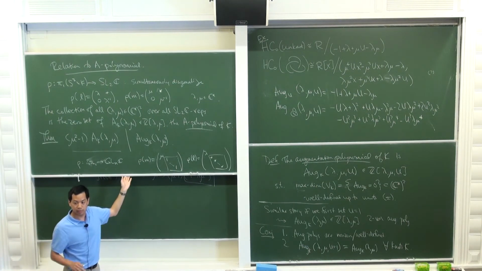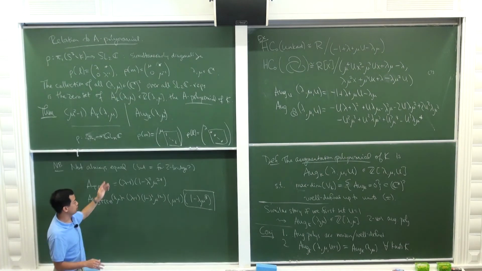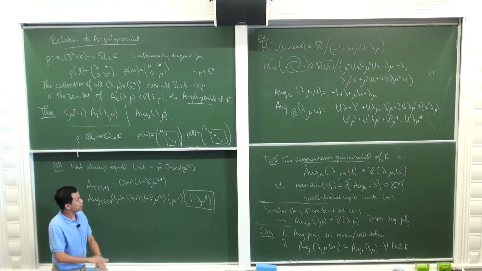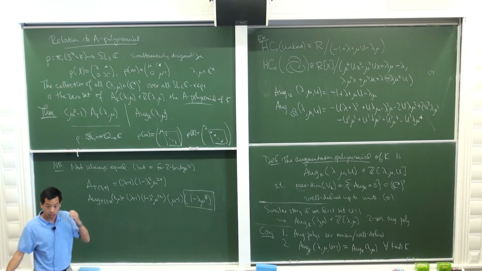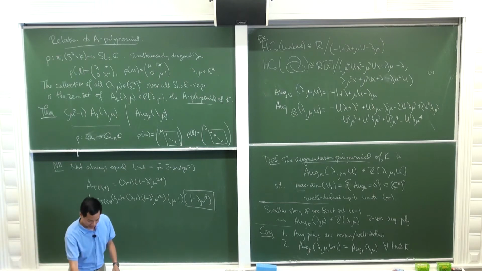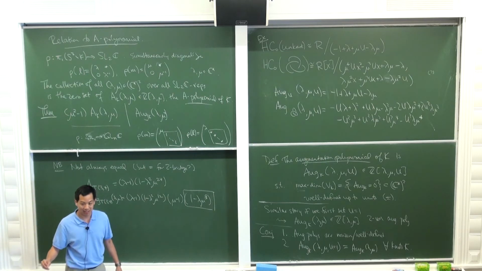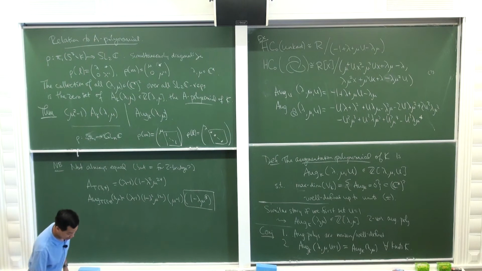So this is sort of an alternate proof that the A polynomial divides the augmentation polynomial. I don't know if there's more stuff. I have no idea. These are excellent questions. Okay. Other questions? All right.